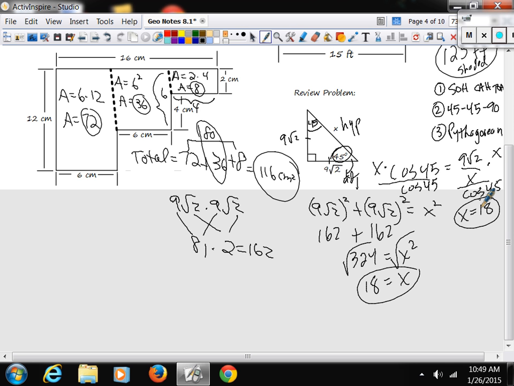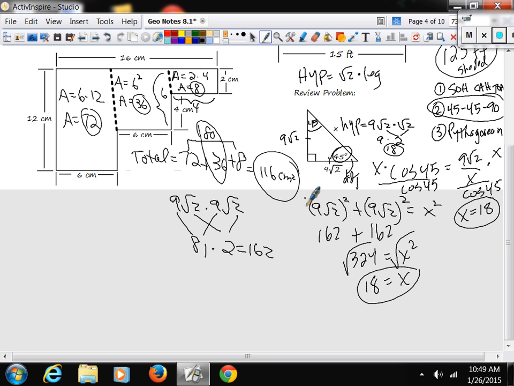What would the easiest way be? The one that you guys talked about right here. There is a formula that says the hypotenuse equals radical 2 times the leg. What's the leg in here? 9 radical 2. 9 radical 2 times radical 2. What's radical 2 times radical 2 again? 2. And what's 9 times 2? 18. Same answer. A lot faster, if you know that formula. You just have to know what works for you guys.